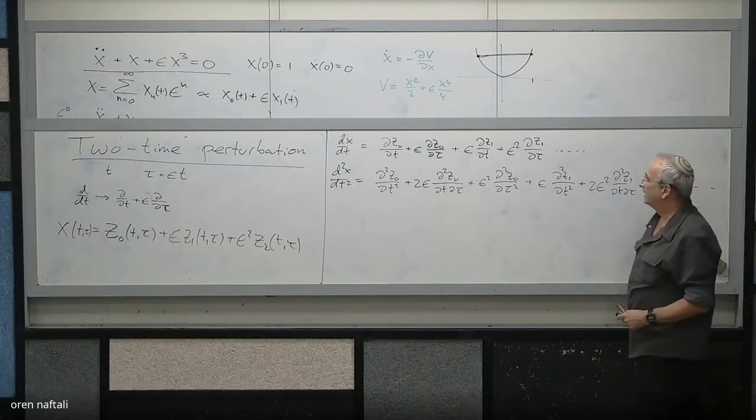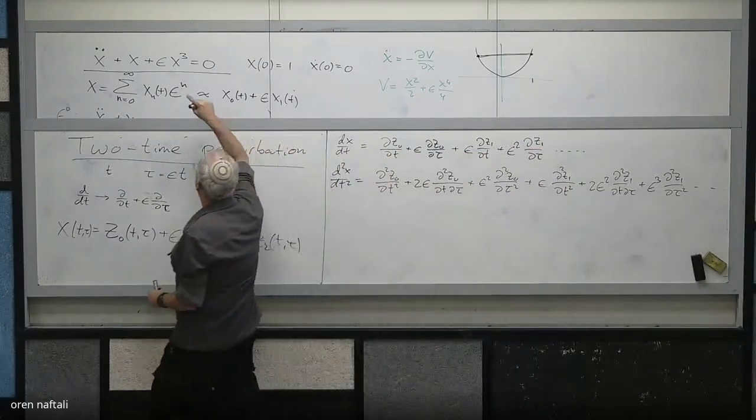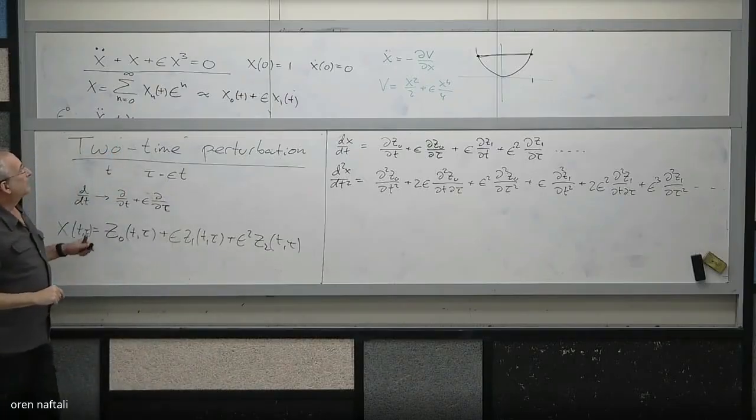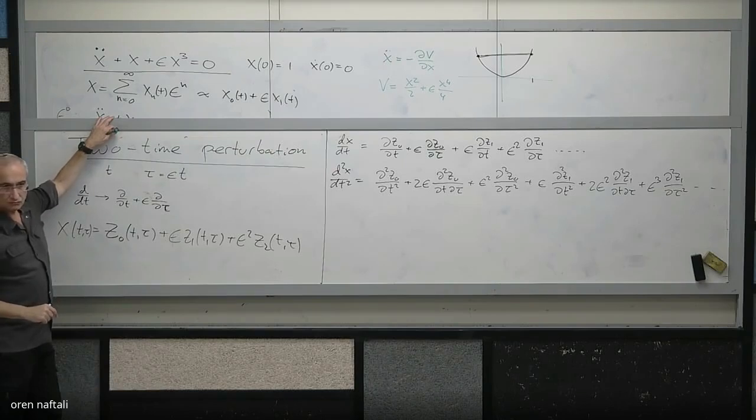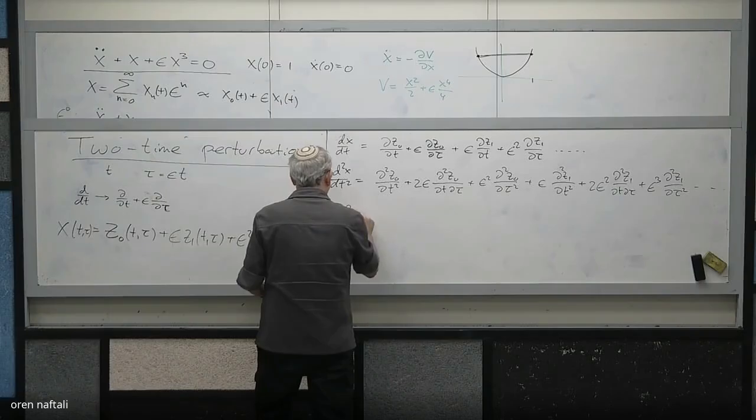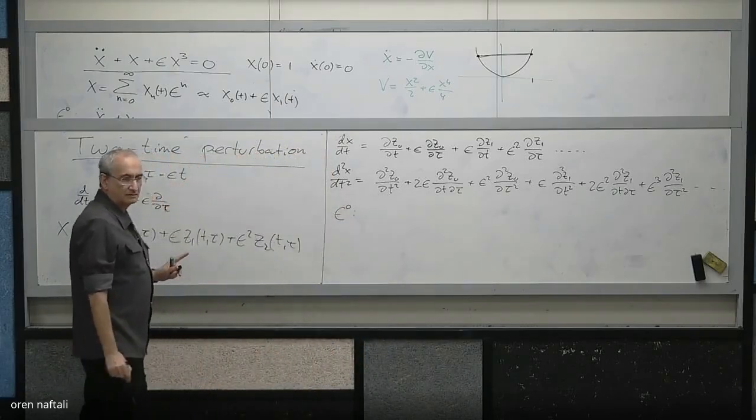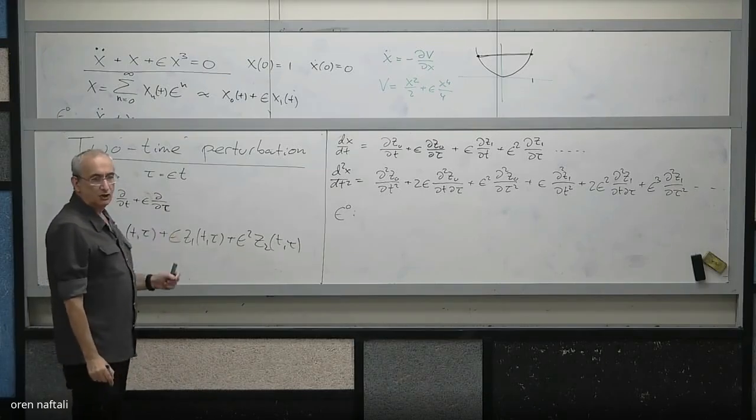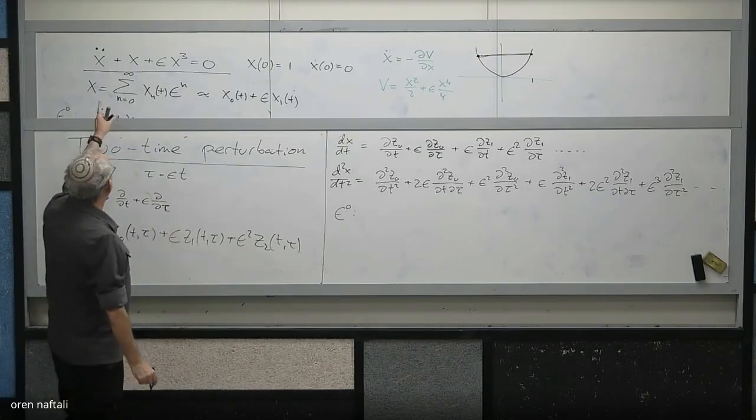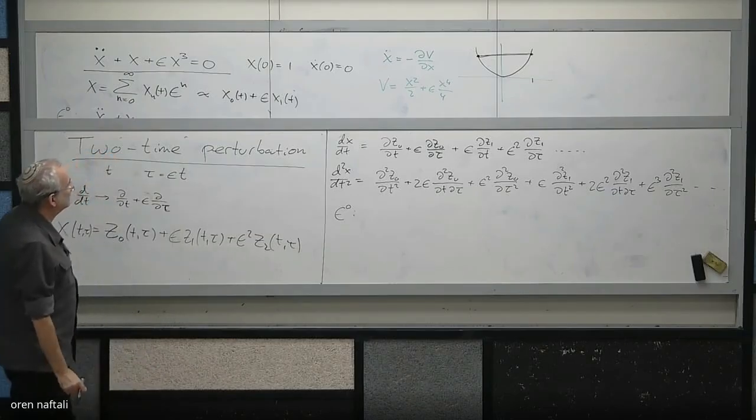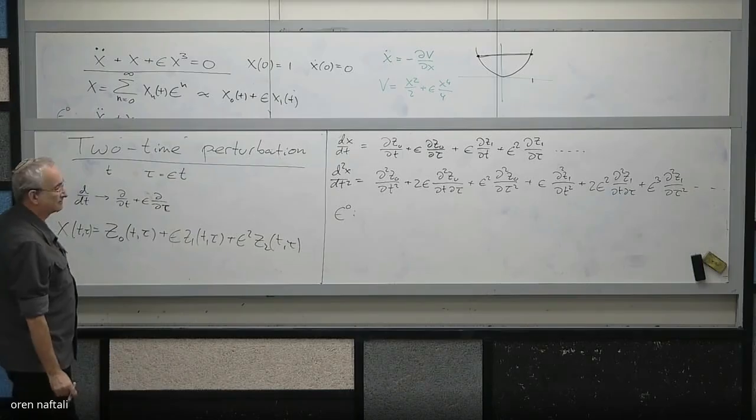Okay, and now I would like to plug this here and to collect term by term in epsilon. What will I get for the zeroth order in epsilon? Yes, epsilon is a small parameter. I still use epsilon as the only small parameter, and I will collect everything that is a leading order in epsilon. So what do I have for epsilon to the power of 0?